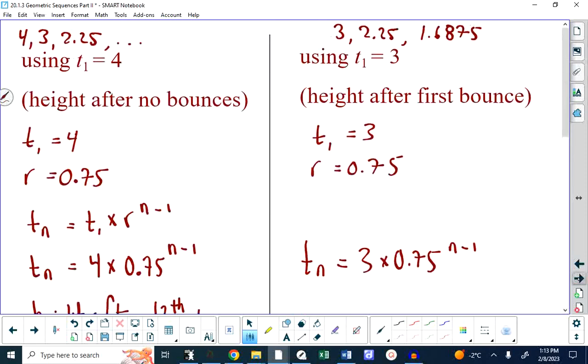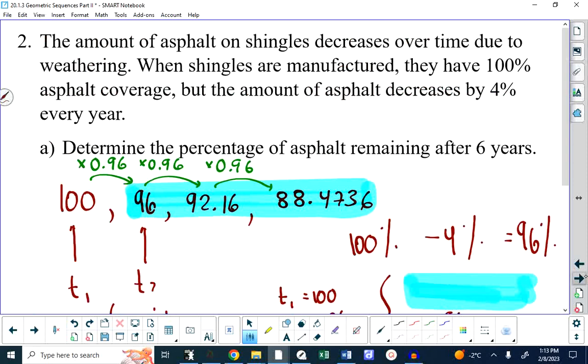If you quickly read this next question without thinking, you might say, well, here's the sequence, 196. I'm going to find T6, but that's wrong, because T6 is not the amount after 6 years. It's the amount after 5, if you use 100 as T1.